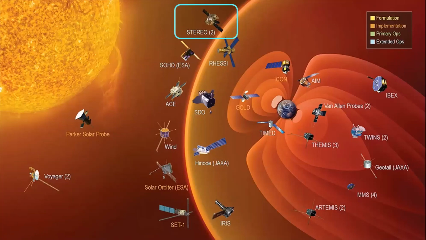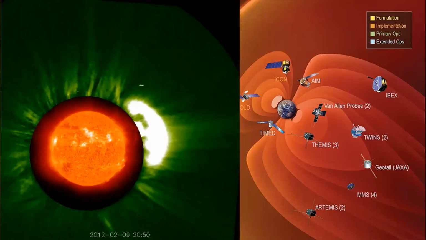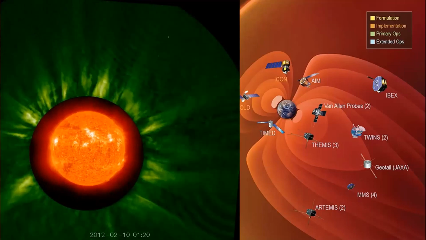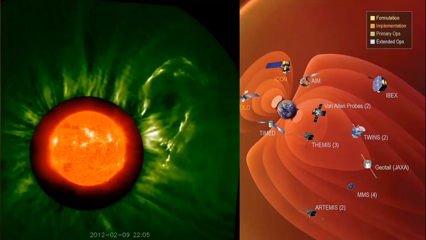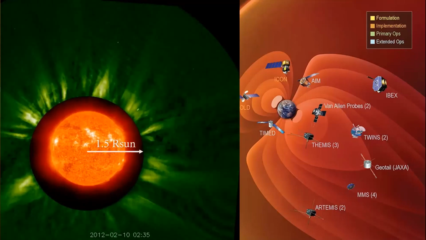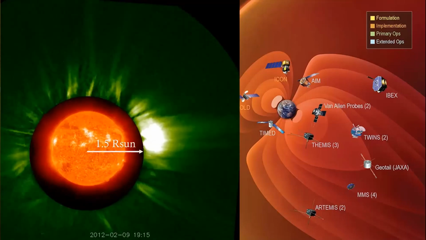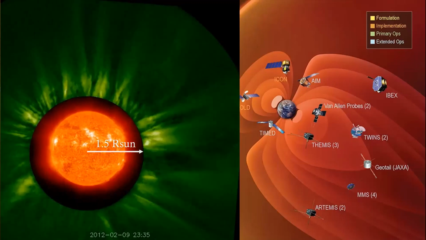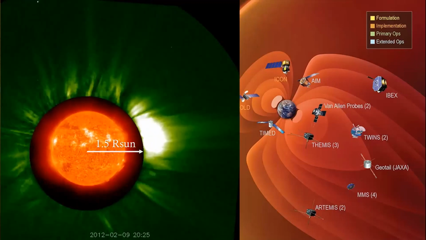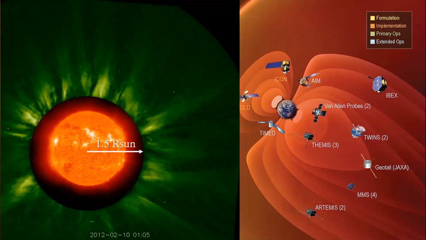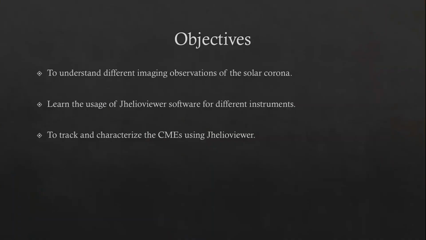Okay, so with STEREO, you can see the image of a CME. I mean, this video in which the CME is going outwards, and this 1.5 solar radii is the inner corona. I mean, STEREO has a field of view from after 1.5, I think. So what will be the objective of your project?